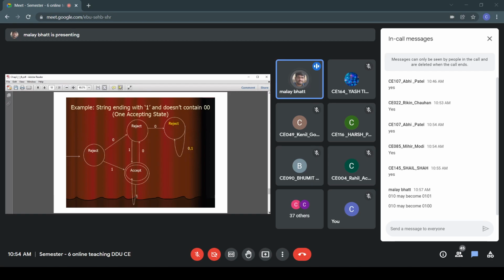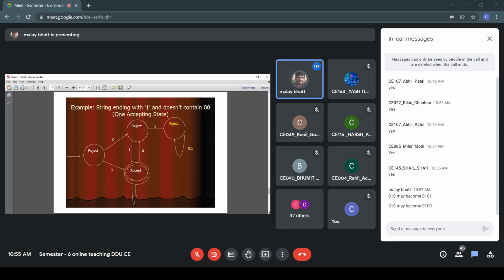So that is why you can see the arrow like that. You can see the arrow like this, 0 1 and 0. For 0 1 0 we have two possibilities. 0 1, then it will be accepted.